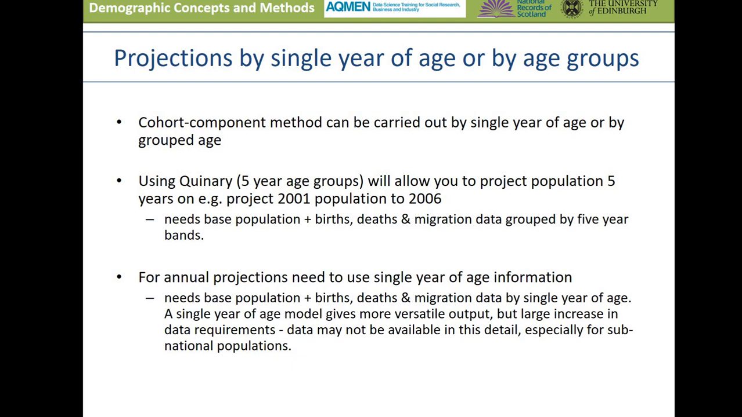If we're working with annual projections, then we need a single year of age information for our base population and our components of change. And our projections are for intervals of individual years. So a single year of age model is useful in that it gives very versatile output, but it has a large increase in data requirements. The data might not be available, particularly for subnational populations, requiring us to estimate perhaps some of that missing detail in terms of age, individual year of age data.